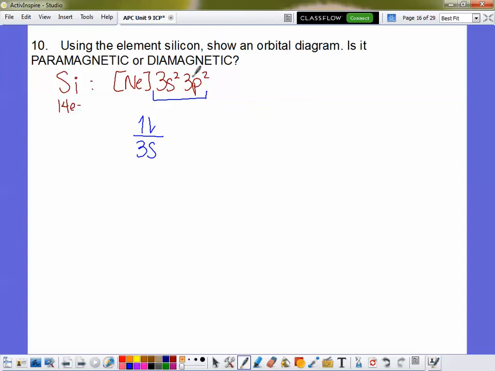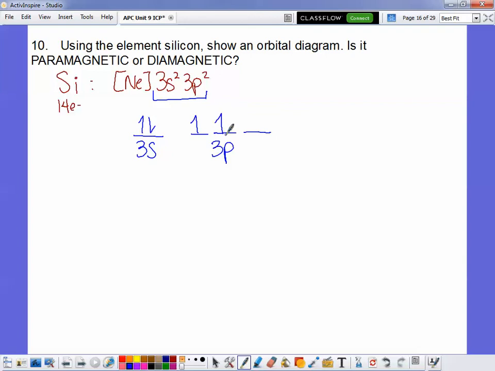Now 3p. 3p, how many orbitals? 3. That's because it's a p sublevel, not because it's the third energy level. How many electrons are going in the 3p? 2. And Hund's rule states that electrons will enter empty orbitals with parallel spin first before they begin pairing up. So, how many electrons go? 2. They're not going to share an orbital because we have 3 orbitals available in the 3p. As long as you have 2 electrons with parallel spin, you've done it correct.